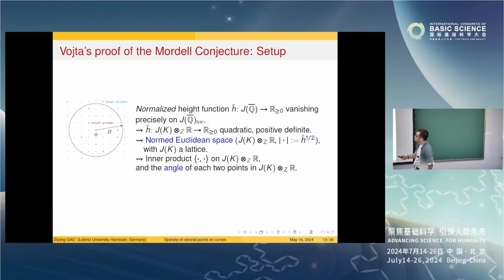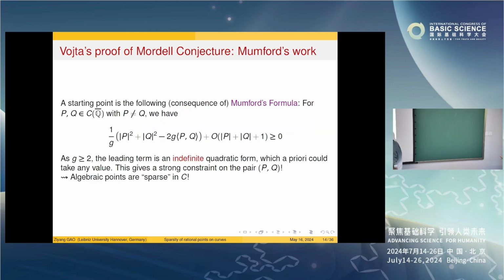So J(K) here is all the dotted points. And among these dotted points, some of them come from C(K). Those are going to be the blue points and the red points. They are the points from C. And in the end, we want to study those blue dotted points and red dotted points. But here we have a normed Euclidean space, so we can define inner product, angles, and so on. Now, let's go back to the 60s and see what Mumford already proved in this picture.